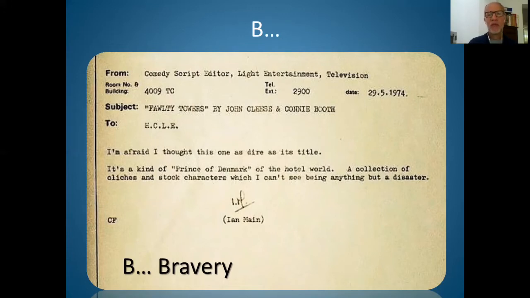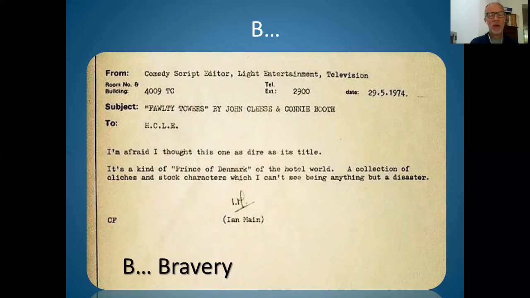So B is bravery. As a writer, you will face rejections and you will sometimes be hurt because people will say what you're doing is no good. That's life. You can't please everyone. Some works which people think are great, others think are awful, and likewise. You have to be brave to be a writer. You're giving away something of your soul, something that means a lot to you. And that's a scary moment.